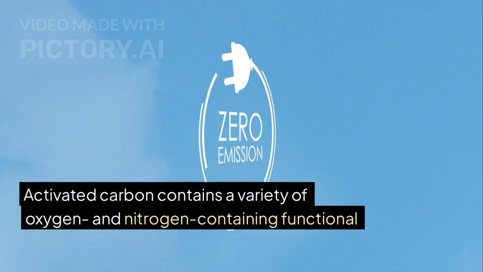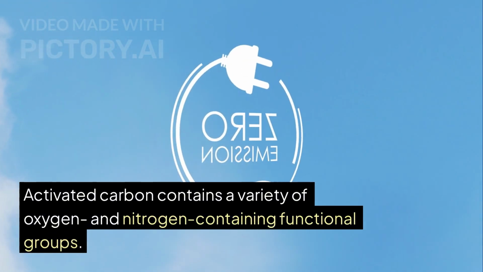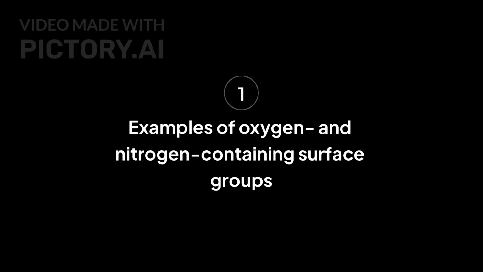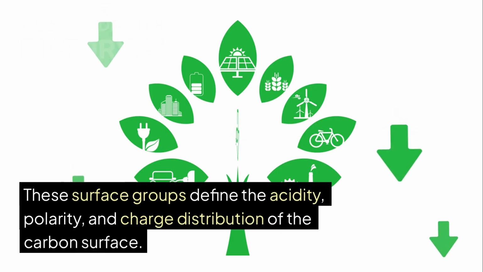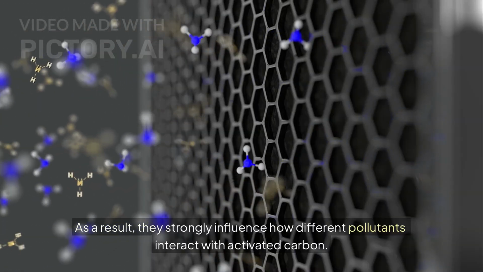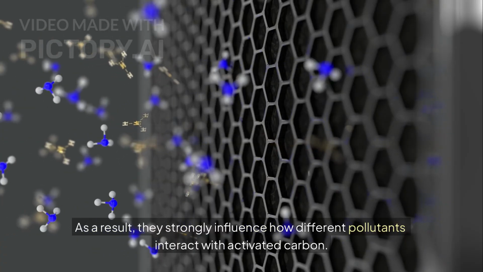Activated carbon contains a variety of oxygen and nitrogen-containing functional groups. The most common examples include hydroxyl groups, carboxyl groups, carbonyl groups, and sulfonic acid groups. These surface groups define the acidity, polarity, and charge distribution of the carbon surface. As a result, they strongly influence how different pollutants interact with activated carbon.